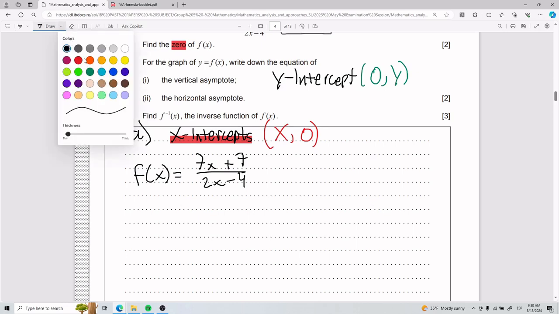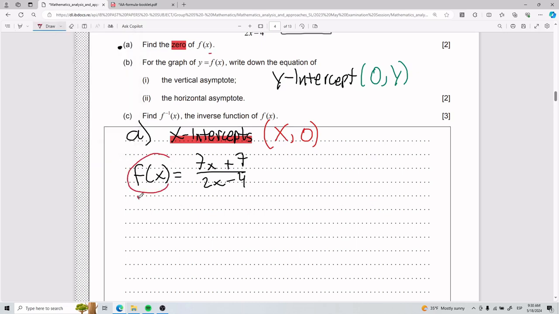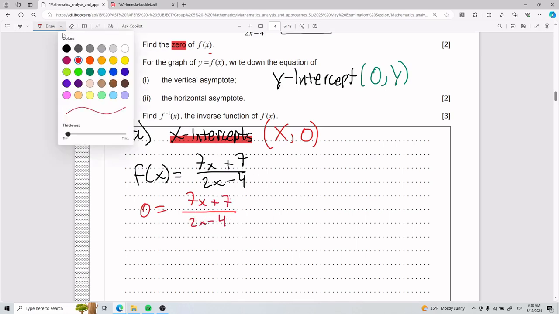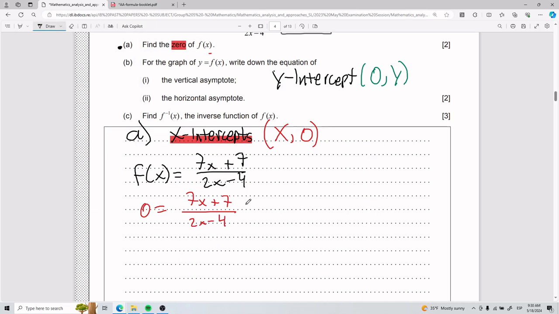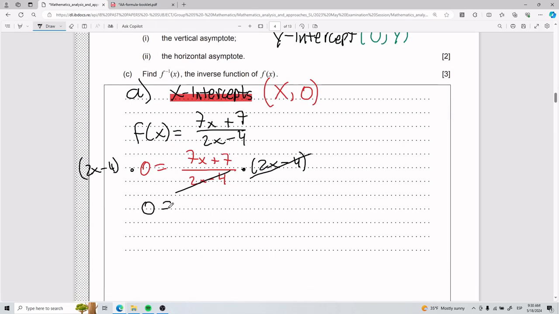Now where is y? This whole thing is y. So this whole thing is now 0, so you end up with 0 equals (7x + 7) divided by (2x - 4). And the cool thing you can do here is that because it's a fraction, you can multiply by 2x minus 4 to both sides. And this is very useful because this goes away with this, and anything times 0 is still 0. So you end up with 0 equals 7x plus 7.